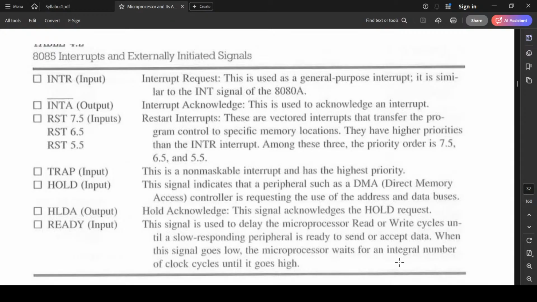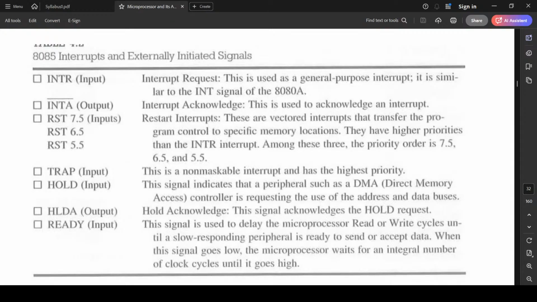So this was our till RESTART interrupts. If the next exam has a question on interrupts, I will be able to deliver it. Okay, so next is the TRAP. TRAP is an input. Let's see why. It is a non-maskable interrupt and has the highest priority.